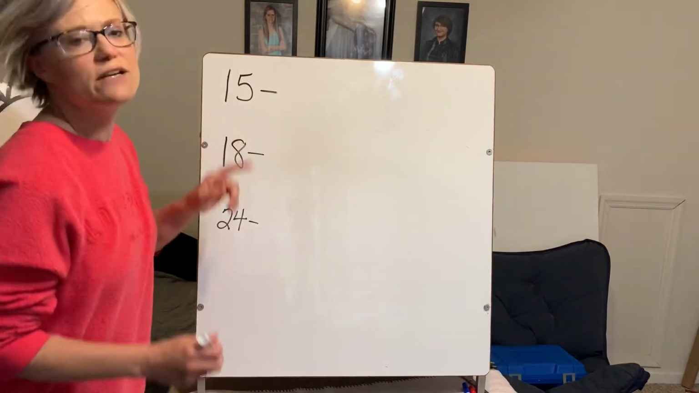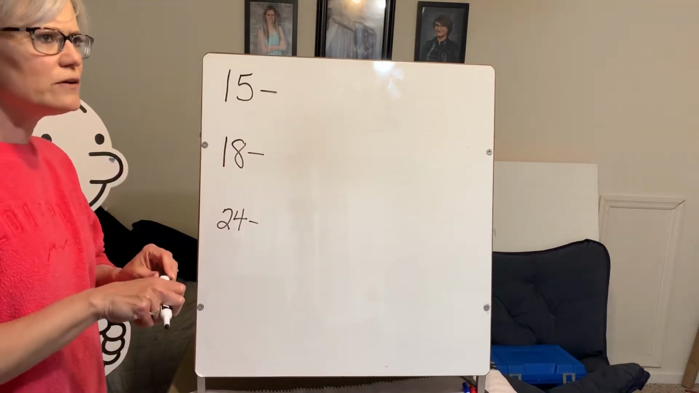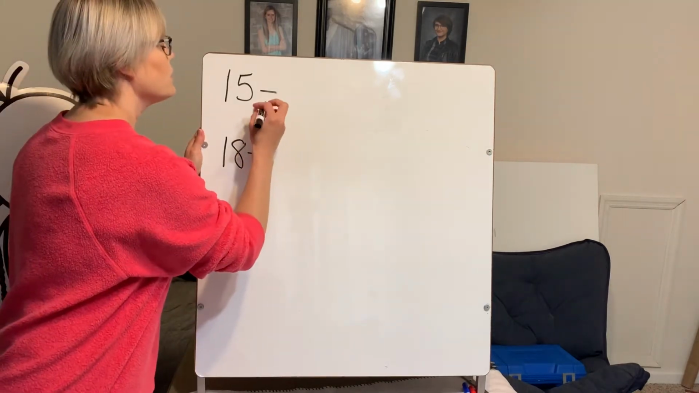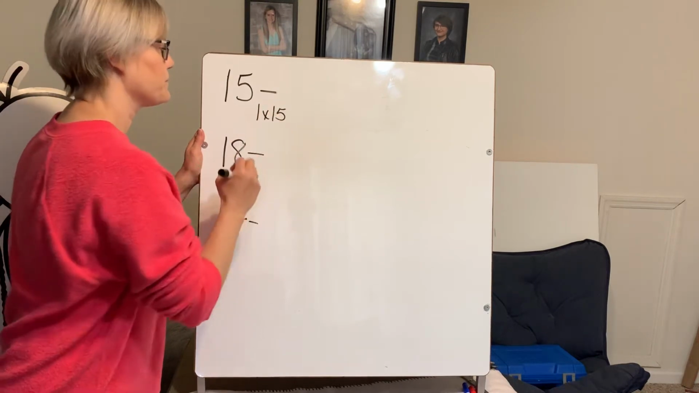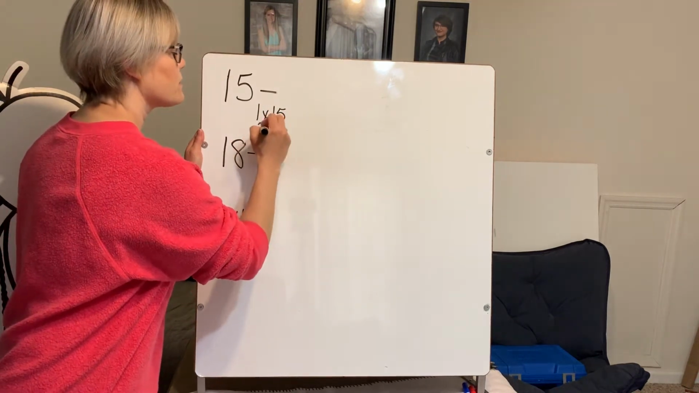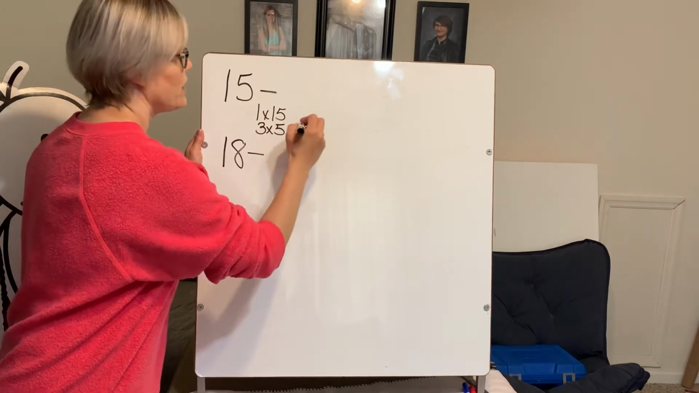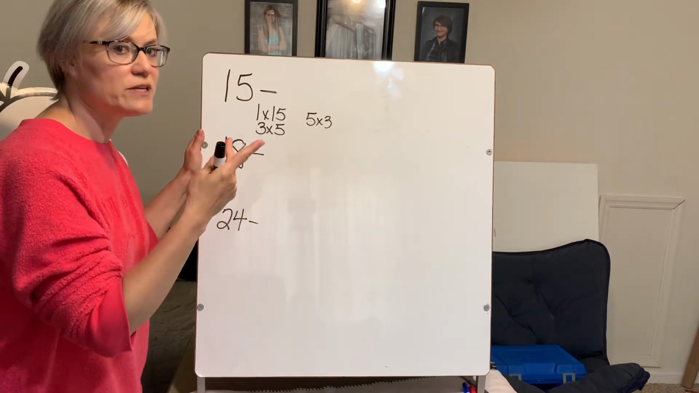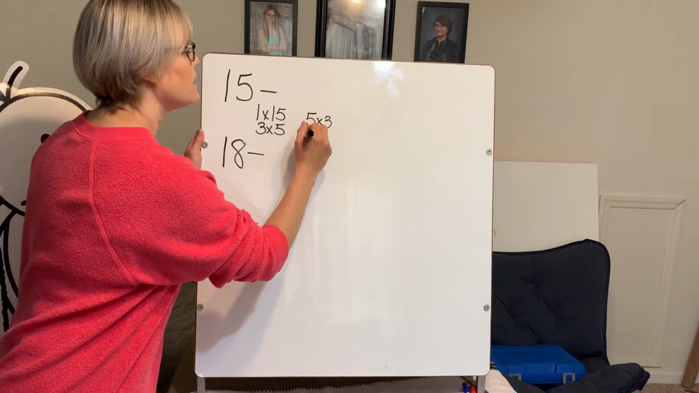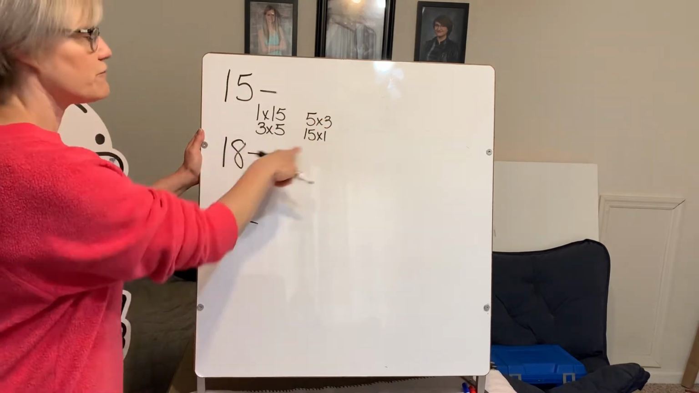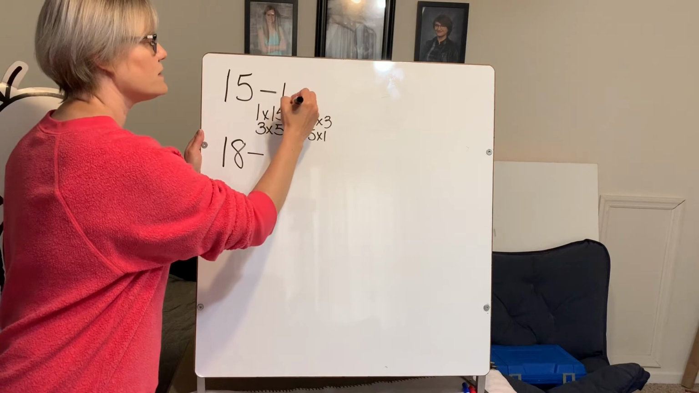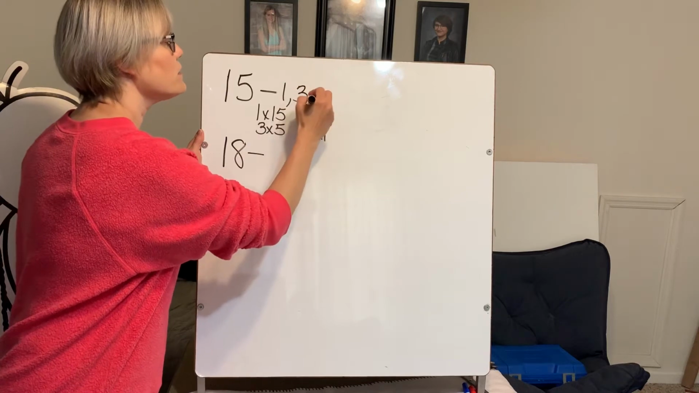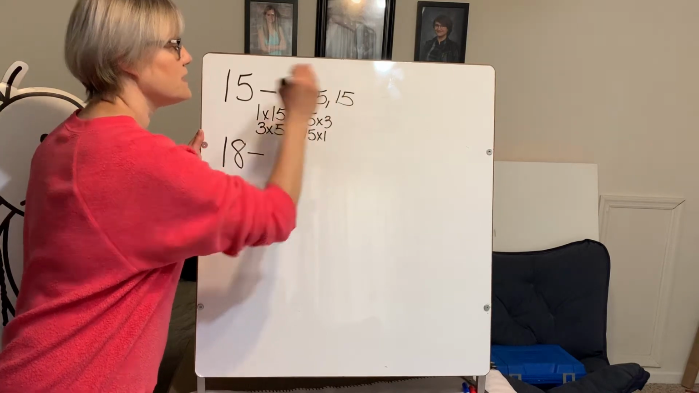All right, so let's take a look at 15. So if we think about all of the numbers that we can multiply together to equal 15, we've got 1 times 15, we've got 3 times 5, we have 5 times 3, which are the same factors as here. Remember, we're using the commutative property, just flip-flopping those factors, and then 15 times 1. So from these multiplication problems, we can make a list of factors. 1, 3, 5, and 15.